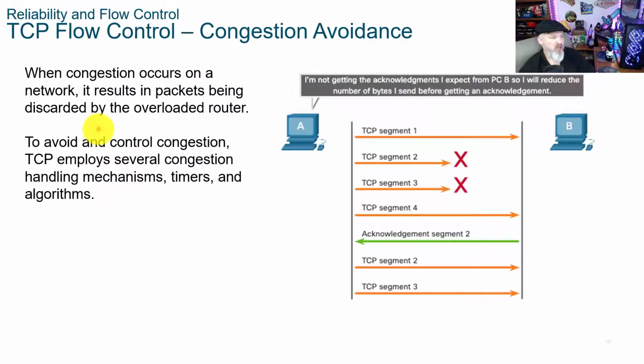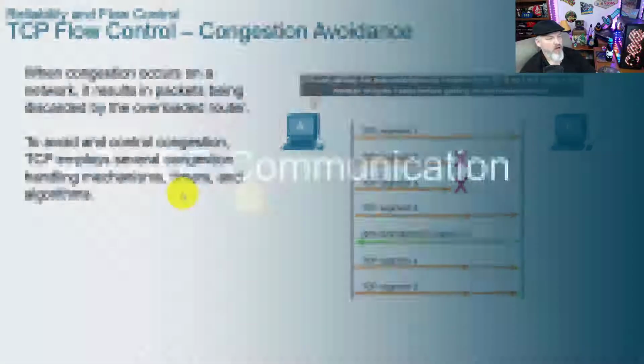Now, when we try to do congestion avoidance, when congestion does occur, or there is a lot of traffic on a network, it results in packets being discarded by the overloaded router. To avoid and control congestion, TCP employs several methods, timers and algorithms. If it's not getting packets and it's missing a certain timer, the sender will slow down a little bit and change its window size. So TCP segment 1 gets through, 2 and 3 don't. 4 gets sent, 2 gets the acknowledgement, and then it has to send 2 and 3 again. But it will do that congestion avoidance by timers and algorithms.